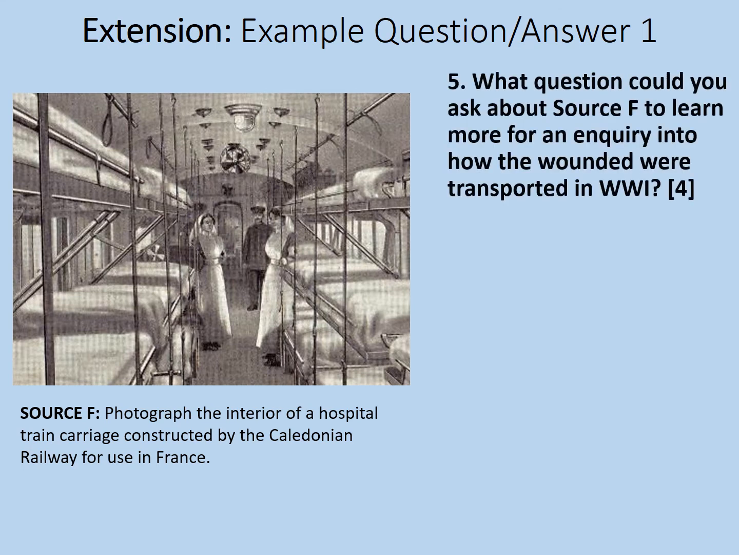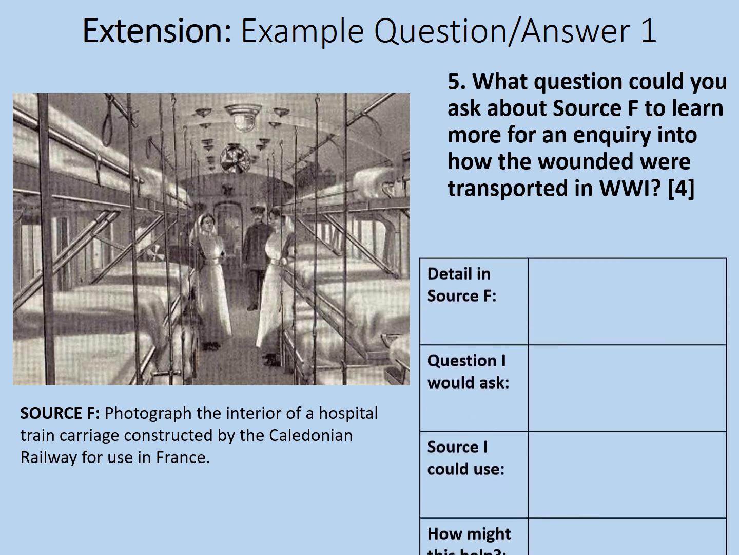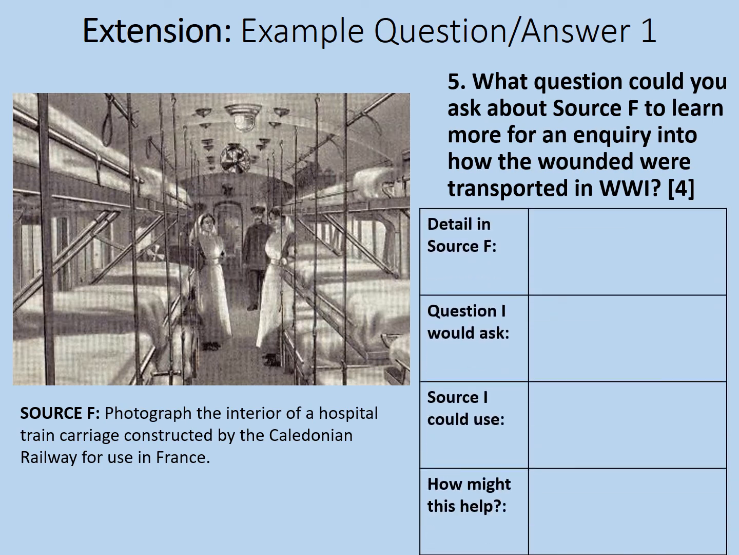So what question could you ask about source F to learn more about an inquiry into how the wounded were transported in World War I? A 4-mark answer, and you would be given a table like this. Okay, if you want to start doing it now, then you can pause the video, or if you want to see my example first of all before you have a go of your own, then just wait a moment.